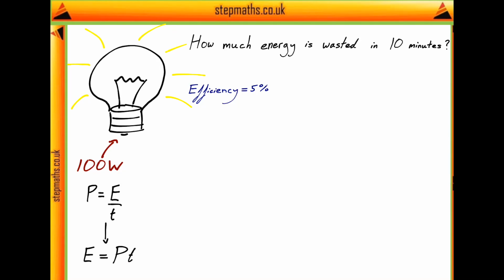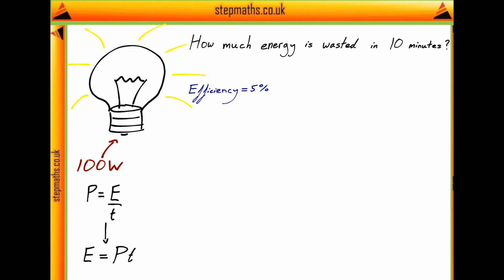In this question though, we're specifically asked about energy wasted. So we know the light bulb has an efficiency of 5%, which means that of the 100 watts which goes into the light bulb, only 5% of that 100 watts is emitted as light. The other 95 watts is wasted.